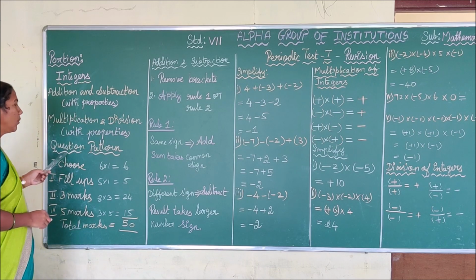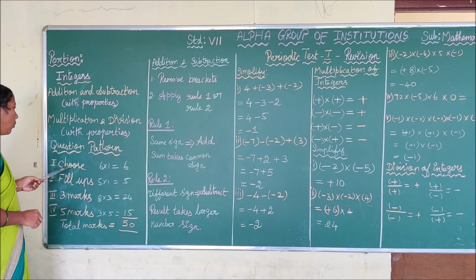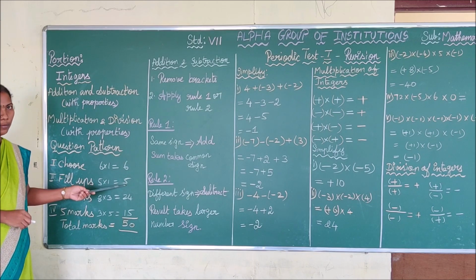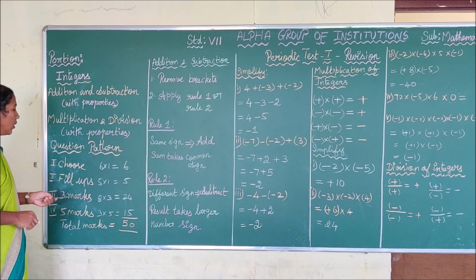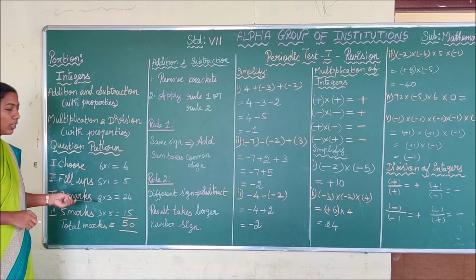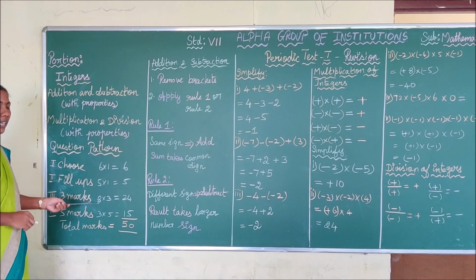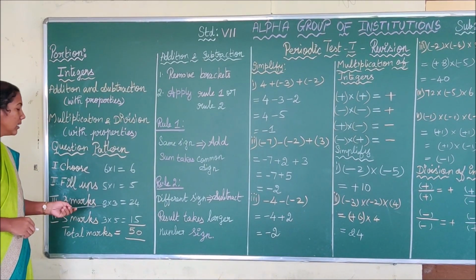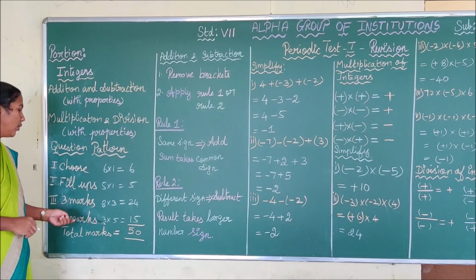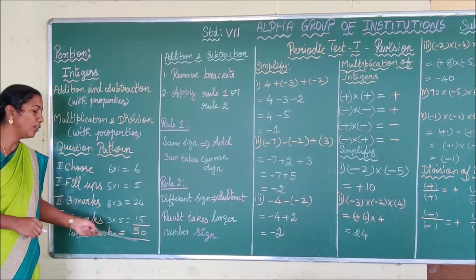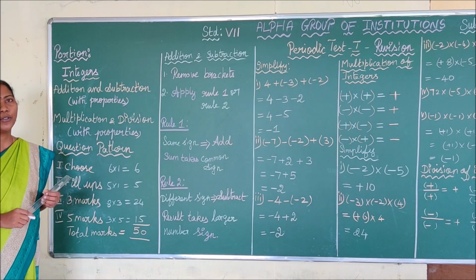And see here, this is your question pattern. For 1 mark, you have to choose 6 marks and fill ups 5 marks. And for 3 marks, you have 8 questions you have to answer. You have choice with that. In 3 marks you have to attend 8 questions, and in 5 marks you have to answer 3 questions. Thus, 3 8s are 24, and you have to write 3 5-mark questions. So 3 5s are 15. Totally you are going to write the quarterly exam for 50 marks.